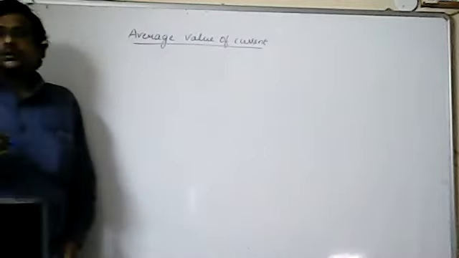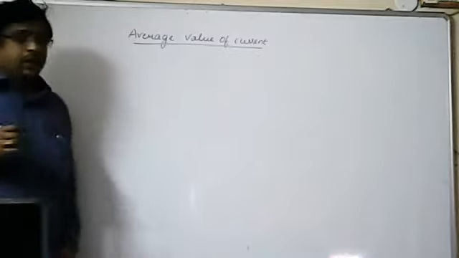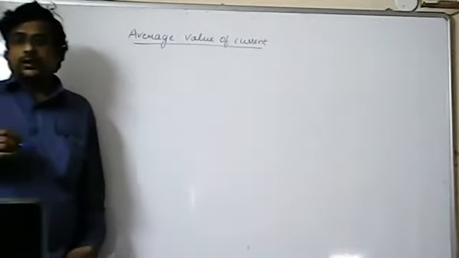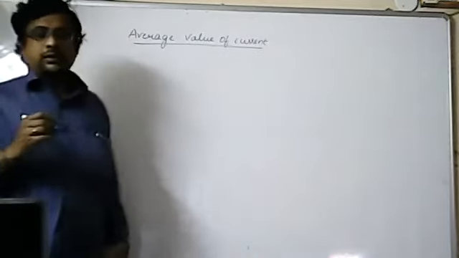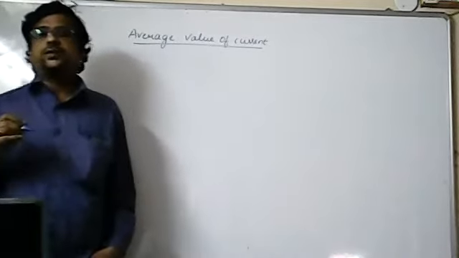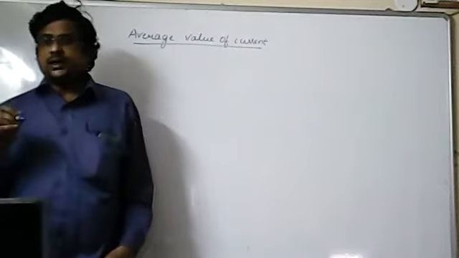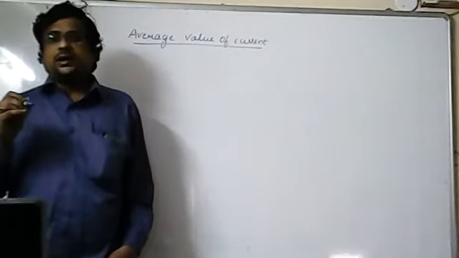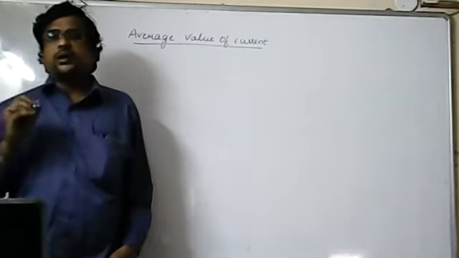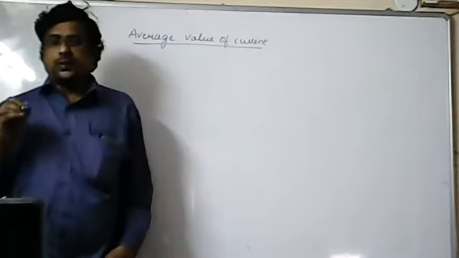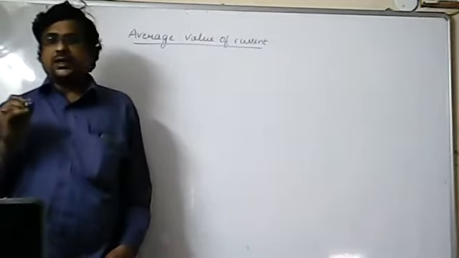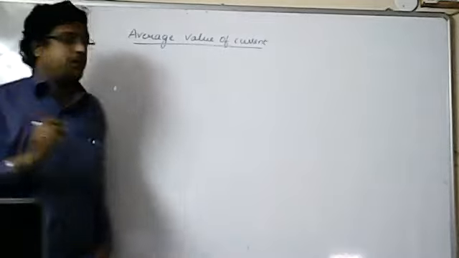Average value of a current. So let us see what is an average value of a current. As everyone knows, what is the difference between an AC signal and a DC signal? A DC is nothing but time independent. It is not dependent upon time. Whereas the AC signal is purely dependent on time.